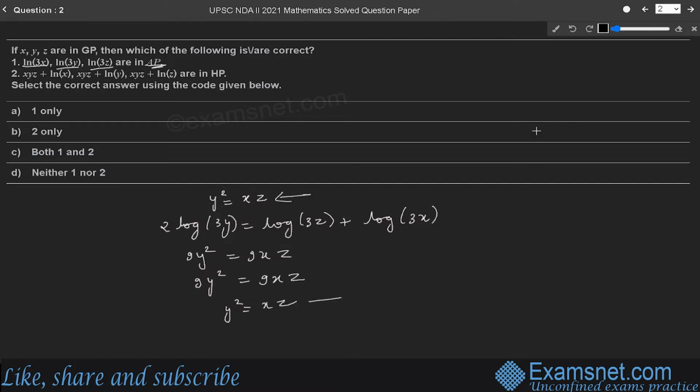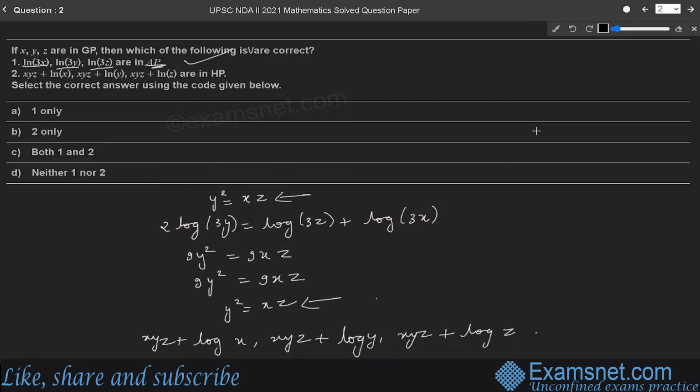So we can say that since y square is equal to xz, then log 3x, log 3y and log 3z are in AP. Because we know that if any given terms are in AP, then y square is equal to xz. So we can say that statement 1 is absolutely correct. Hence, if x, y and z are in GP, then log x, log y and log z are in AP. So it means that xyz plus log x, xyz plus log y and xyz plus log z are in AP.